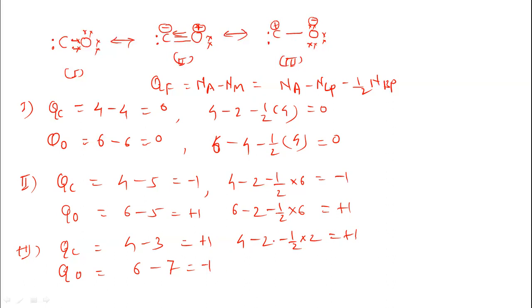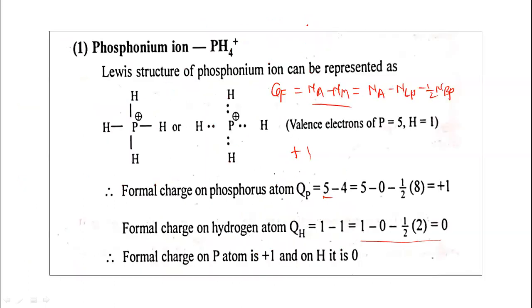Let us do this in another way. 6 minus number of lone pair electrons, 1, 2, 3, 4, 5, 6, minus 1 by 2 into number of bond pair electrons, only 2. So it is minus 1. So thus oxygen carries the minus 1 charge. In this way we can calculate the formal charge. For that purpose we have to write the resonating structures of the molecule. So I think it is very simple to calculate the formal charge here.